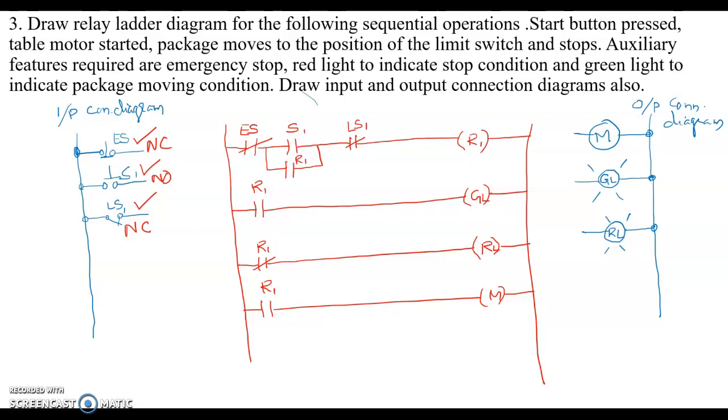And in the output connection diagram, we have got three outputs. One is the motor, which is connected, and there is a green light, and the light symbol is like this. So the green light is connected like this, and also we are connecting a red light. So we have got three outputs.